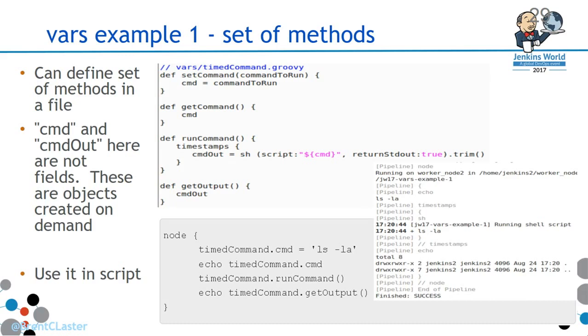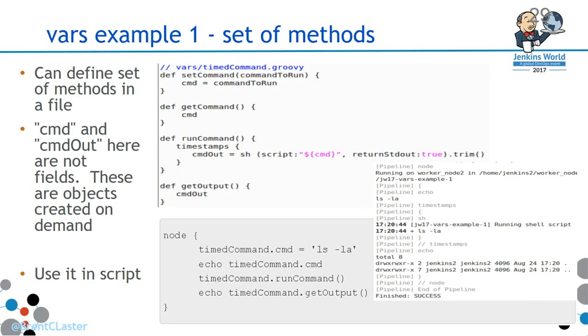Here's an example of using the vars area. You can define a set of methods in a file. So we have in the vars directory timecommand.groovy, with the set command, get command, just different methods in there. Notice that command in and command out are not fields. These are objects created on demand. We can see an example there of using it in a script. I didn't show the actual loading of the library. It could be that the library is loaded implicitly in there. I didn't show that part of it.